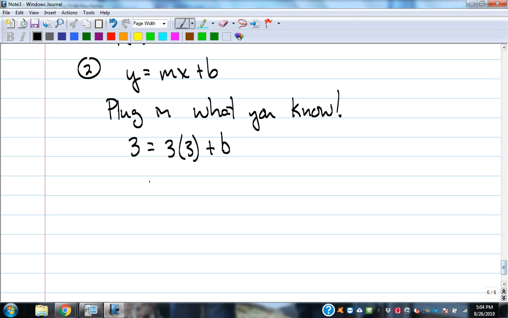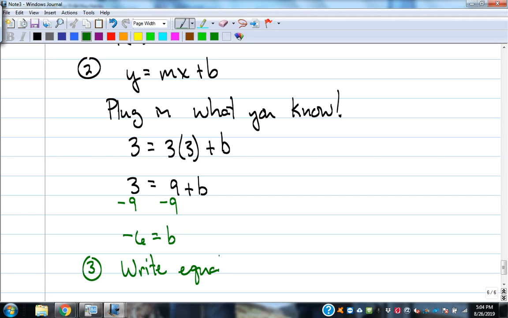Okay, I worked that out. That's going to be 9 plus b is equal to 3. I solved that equation by subtracting 9. I get -6 is equal to b. So the third and final step is write the equation. y equals 3x minus 6.